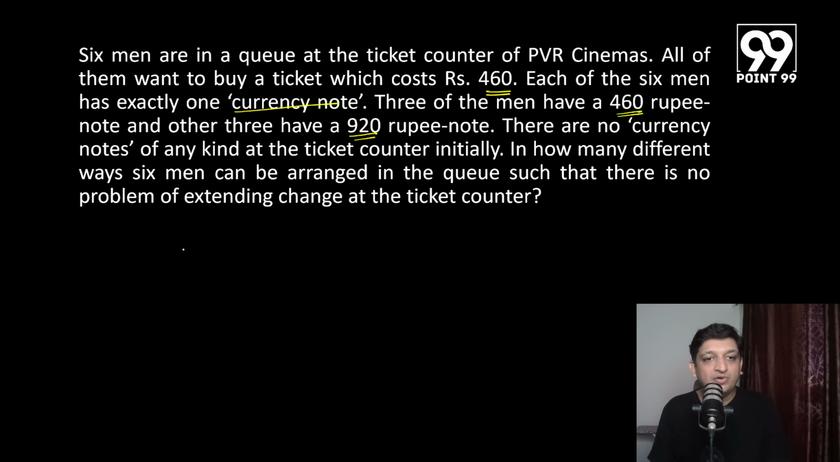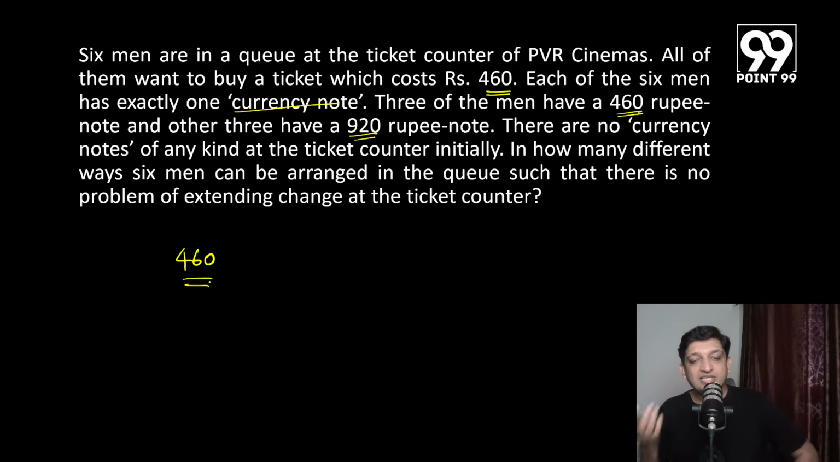That basically tells you that the first person has to be a 460. You cannot have someone who has a 920 coming up to the counter because the ticket is of 460 rupees. So if someone comes and pays 920 rupees, there is no way you will be able to give back 460 rupees. That is a problem. So the first person has to be 460.